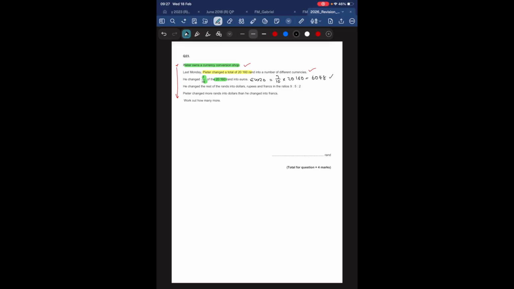So the amount of Rand remaining, we can basically do a subtraction. We can take the original amount he started with, take away the amount of Rand that he converted into euros, which is the 6,048. And if we do that subtraction, we're going to get 14,112 Rand. So that's how much Rand he has left behind.